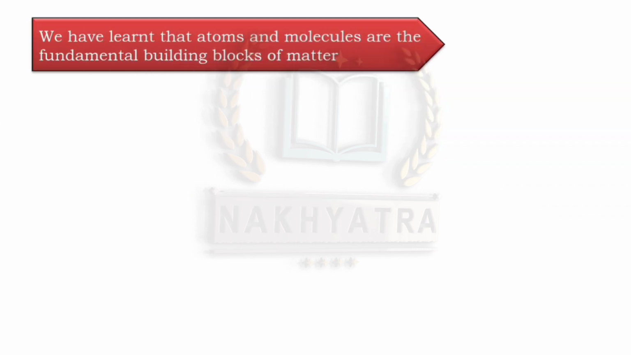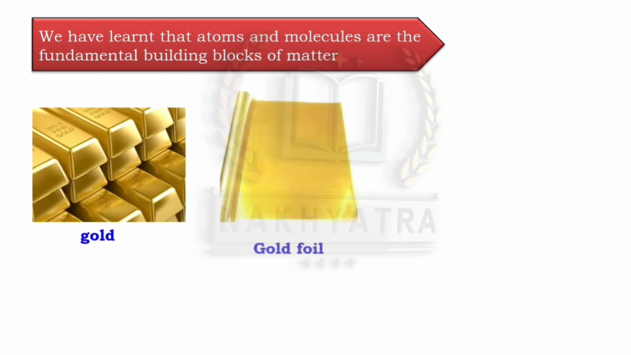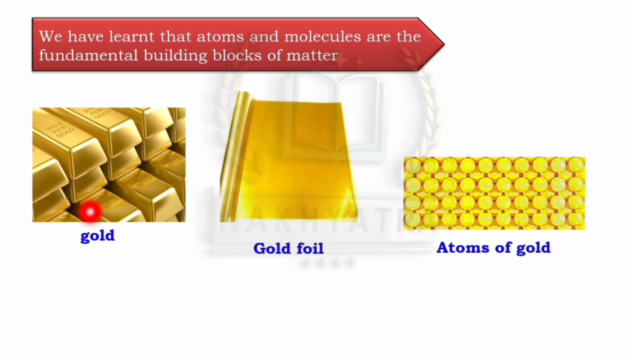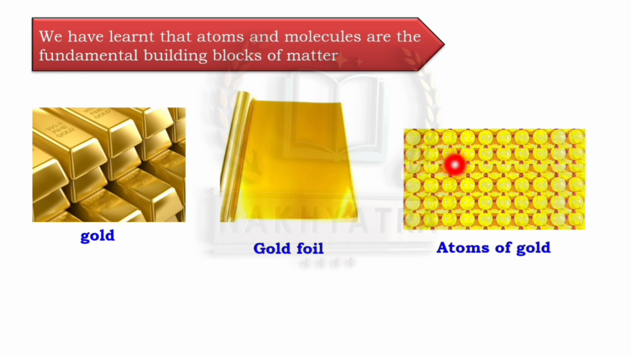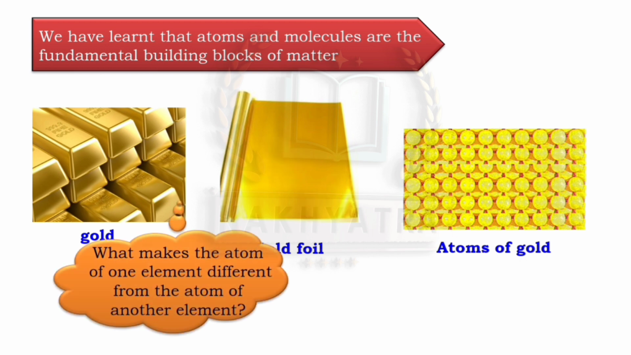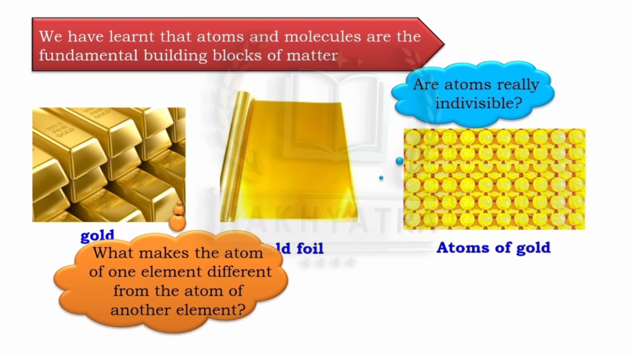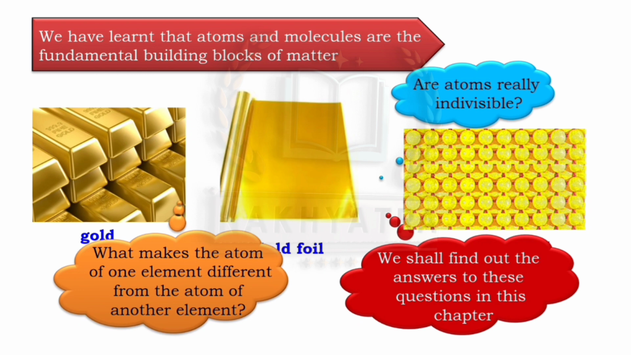We have learned that atoms and molecules are the fundamental building blocks of matter. Can you see, this is gold, which is matter, this is gold foil, and these are the atoms of gold. Now you might be thinking, what makes the atom of one element different from the atom of another element? Also, you might think, are atoms really indivisible? We shall find out the answers to these questions in this chapter.